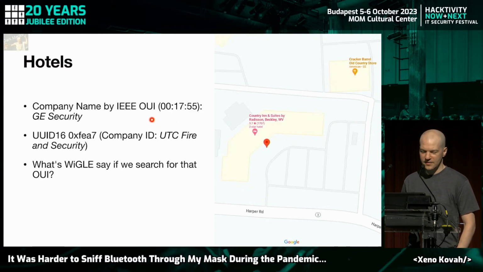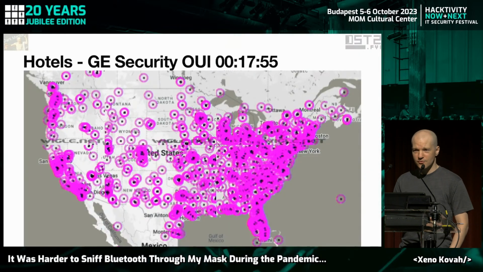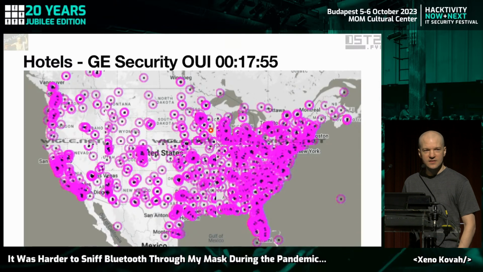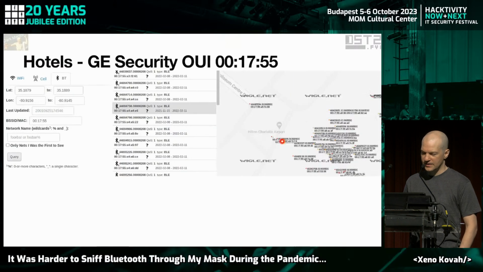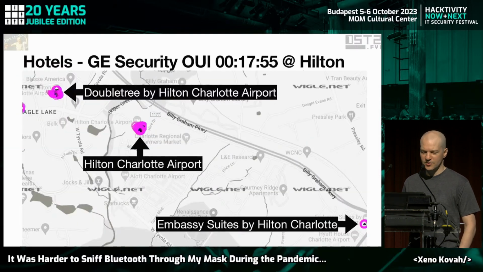Now, if I look at the OUI, this is correlated to GE Security, so the company is GE Security. There's also a UUID16 that is correlated to UTC Fire and Security, so maybe a company that got bought by GE, maybe not. I started looking for those all over America based on the OUI, and there's a few of them, and I just randomly decided to zoom in on Charlotte, North Carolina, and what I landed on is a Hilton Charlotte Airport that has a whole bunch of these devices, with a very similar naming convention to what I was seeing at this West Virginia hotel. And indeed, if we zoom out a little bit, we see DoubleTree by Hilton, Hilton Charlotte Airport, and Embassy Suites by Hilton, all in the same physical area, all running these same GE Security OUIs.